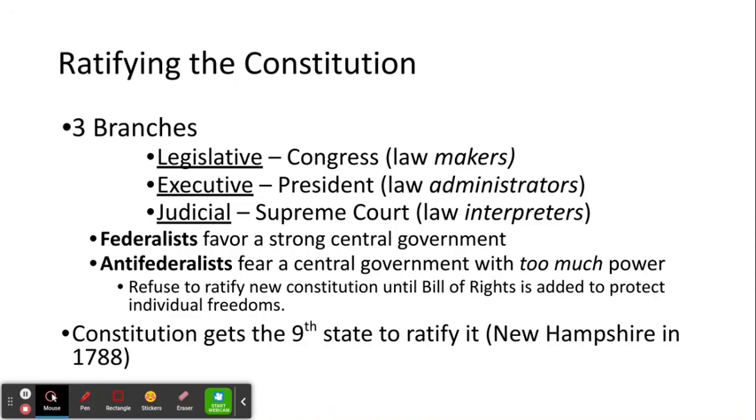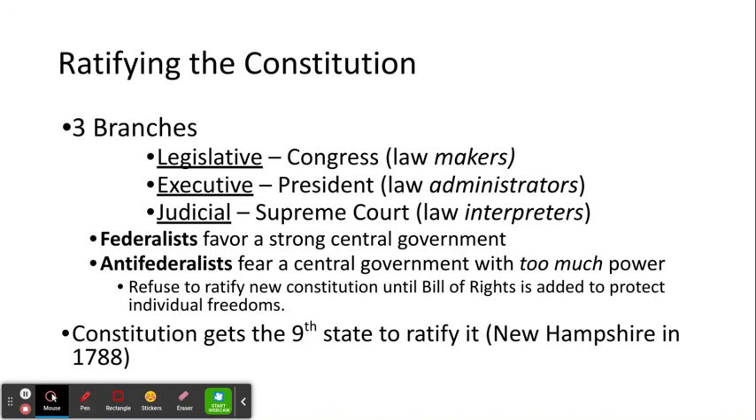Now, initially, this new government had a lot of support, but not everybody was on board. There were actually some people who very wisely realized something is missing. So quickly, we sort of split into 2 different viewpoints as a country. There were those called the Federalists who wanted to make sure we had a strong federal government, strong enough that a group of farmers couldn't shut us down.